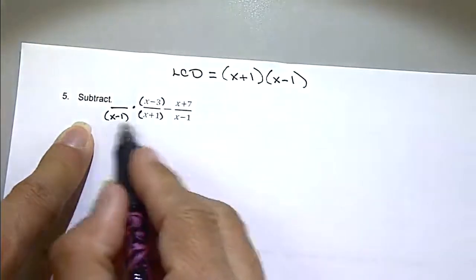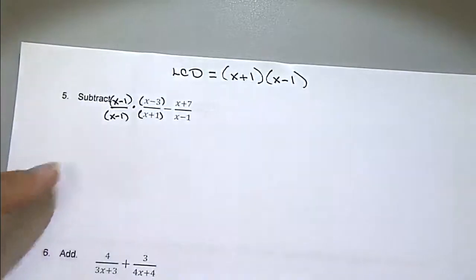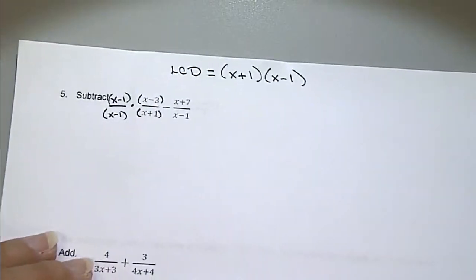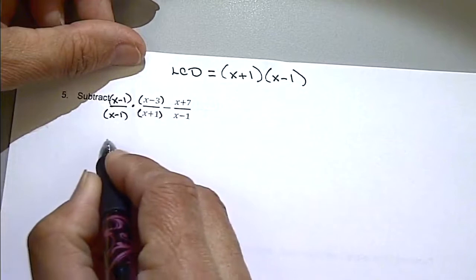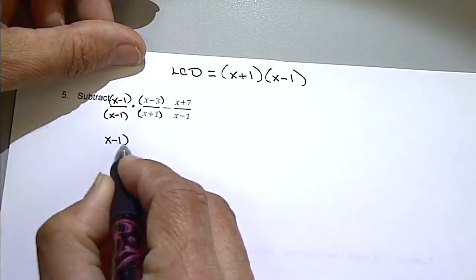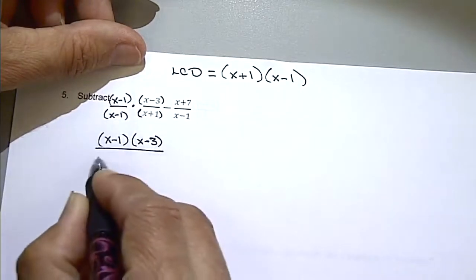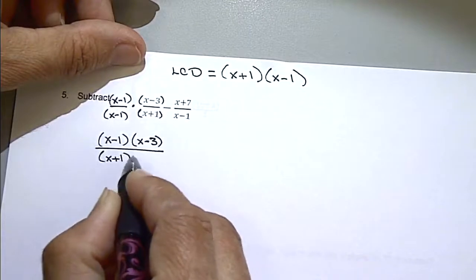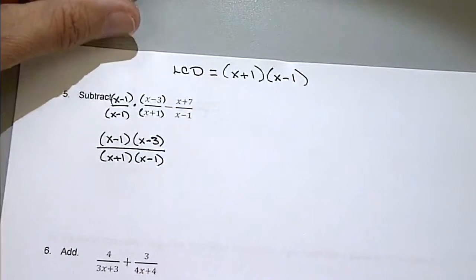Well, if I multiply that times x minus 1, I got to multiply the numerator by the same thing. Do you understand? I'm not multiplying both by the same number, both sides. I'm just doing this one number. I'm converting one number so it has the same denominator. I know I need to get it to this. So when I do that, I end up with x minus 1 times x minus 3 over, and I'm going to write it x plus 1 times x minus 1 because I want them to match, and I'm going to use the format I've got up here. Okay, I did that one.